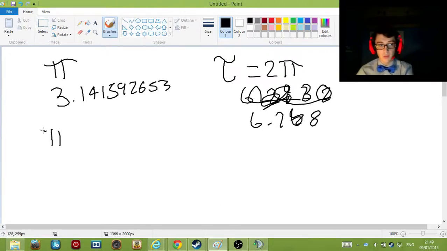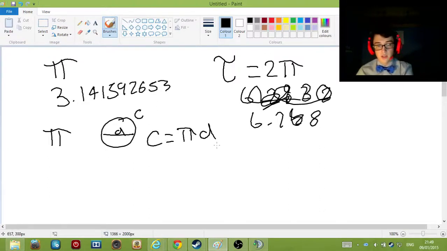So the way that we say what pi is, you get a circle with a diameter d, and it'll have a circumference. We'll call this circumference c, because circumference starts with the letter c. So to work out pi, you would have the circumference equals pi d, or circumference over d equals pi.